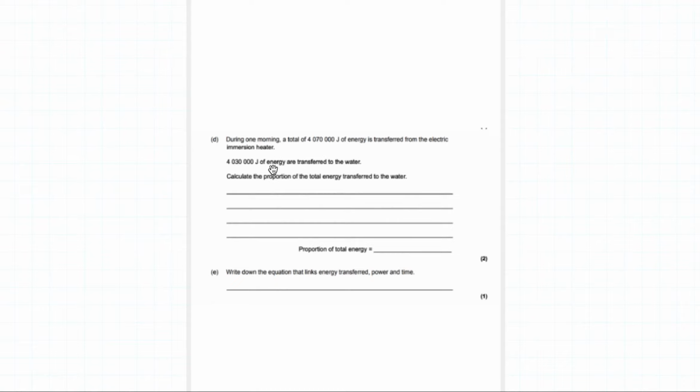During one morning, a total of 4,070,000 joules of energy transferred from the electric immersion heater. 4,030,000 joules of energy transferred to the water. Calculate the proportion of the total energy transferred to the water. So in this case, it's going to be the useful over total, and that's going to be 4,030,000 divided by 4,070,000, and all that together gives you 0.99. So it's a total of 0.99, or you could also write it as 99%.